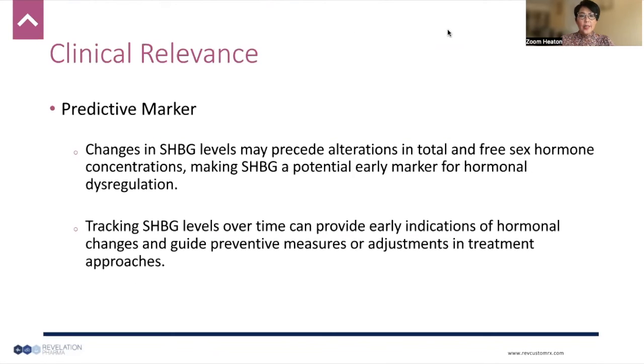So changes in SHBG levels can precede alterations in total and free sex hormone concentrations, making SHBG a potential early marker for hormonal dysregulation. Tracking SHBG levels over time can provide early indications of hormonal changes and guide preventive measures or adjustments in treatment approaches.